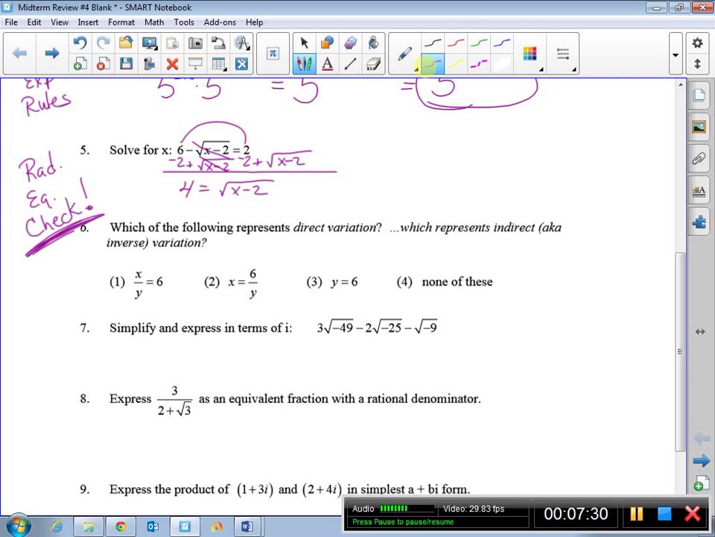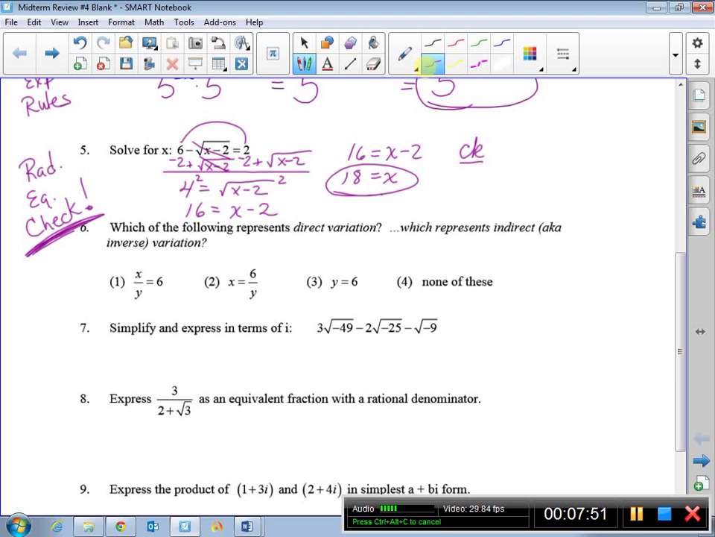Now that I have a square root, I'm going to square both sides, and end up with 16 equals x minus 2. Well, this looks nice. That's going to just be then, add 2 to both sides, 18 equals x. Okay, we've solved, we should check.